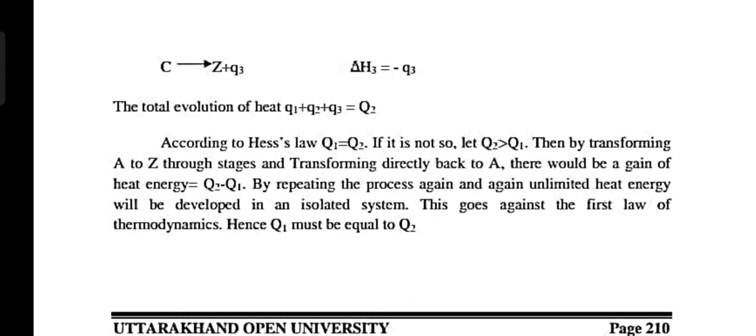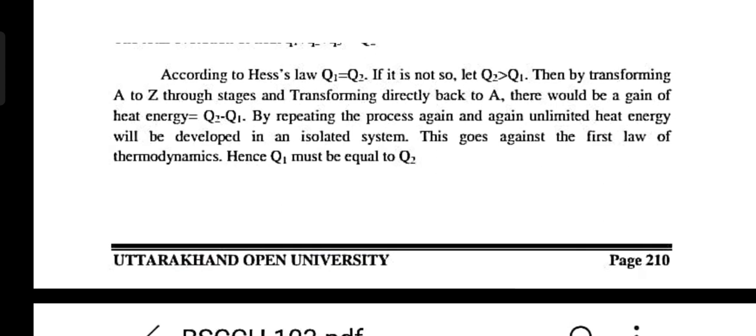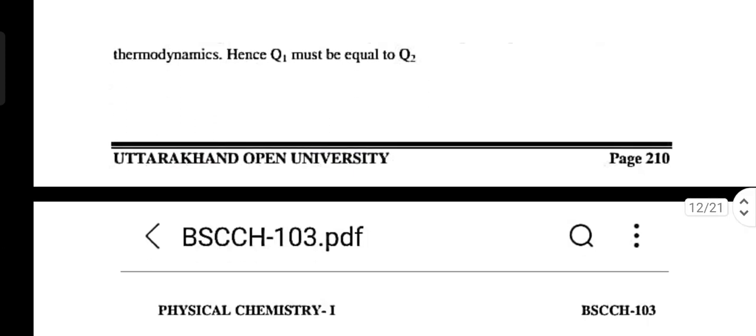If it is not so, let Q2 be greater than Q1. Then by transforming A to Z in stages and transforming directly back to A, there would be a gain of heat energy Q2 minus Q1. By repeating the process again and again, unlimited heat energy would be developed in an isolated system. This goes against the first law of thermodynamics, hence Q1 must be equal to Q2.